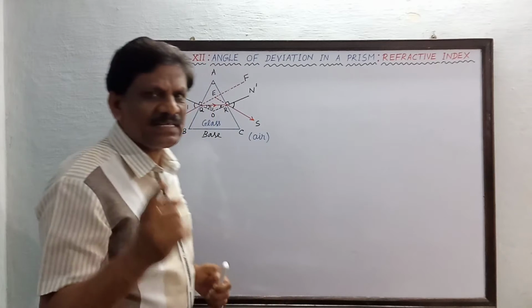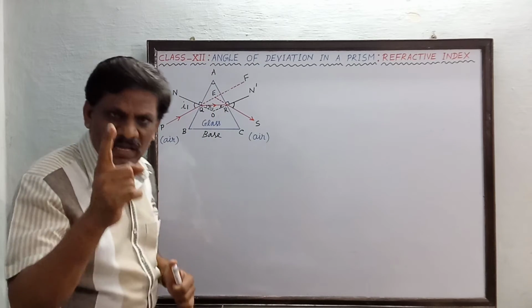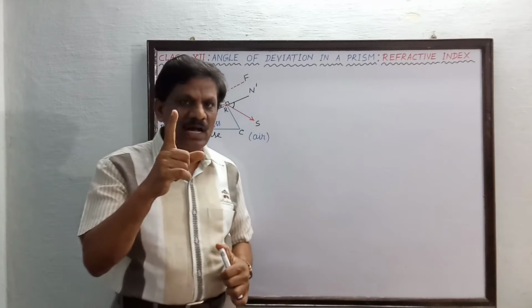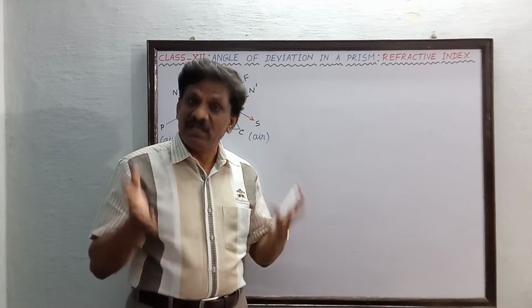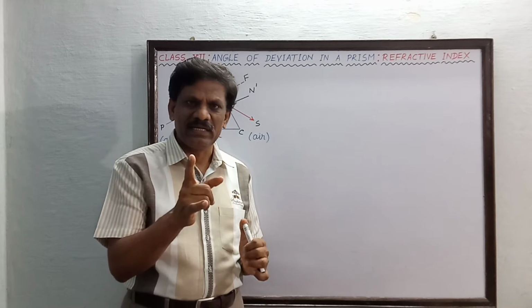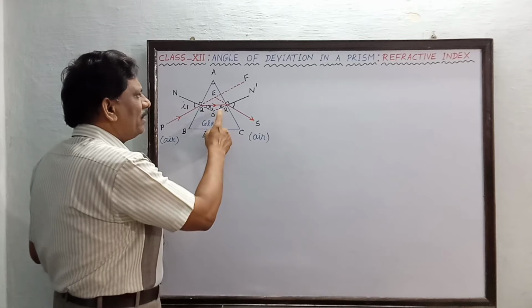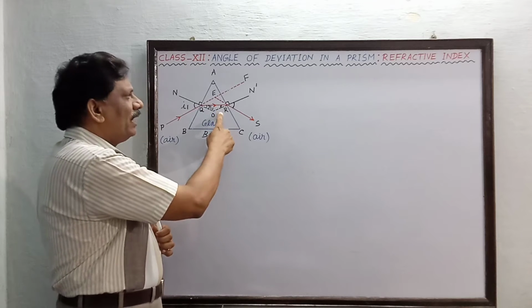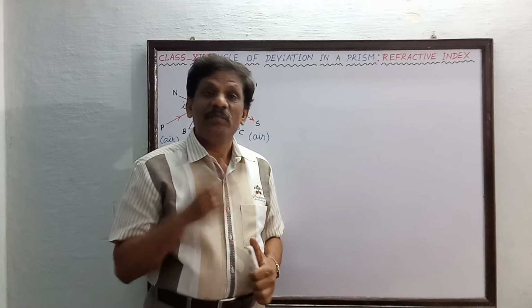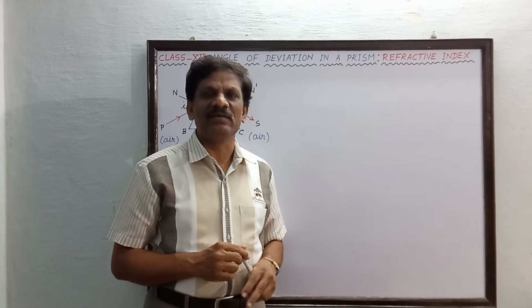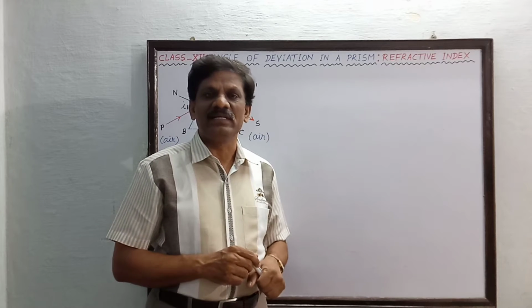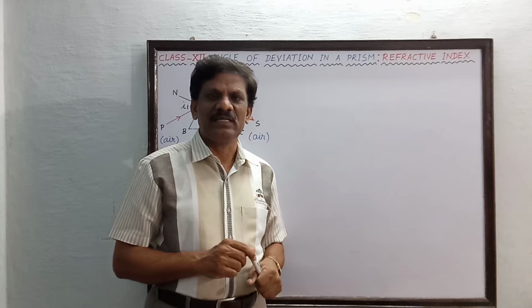For the angle of incidence at the first surface we have used the symbol I1, and the angle of refraction at the first surface we have used the symbol R1. So here naturally we are supposed to use the symbols I2 and R2 only. Is it not? So this QR makes an angle I2 here and RS makes an angle R2 here actually. But the second refraction is taking place from glass into air, while the first refraction is taking place from air to glass, is it not?